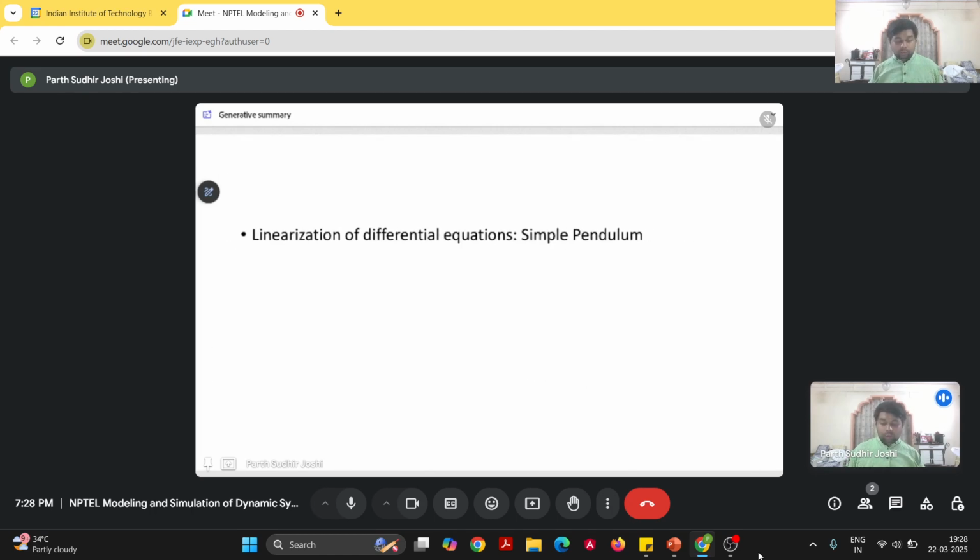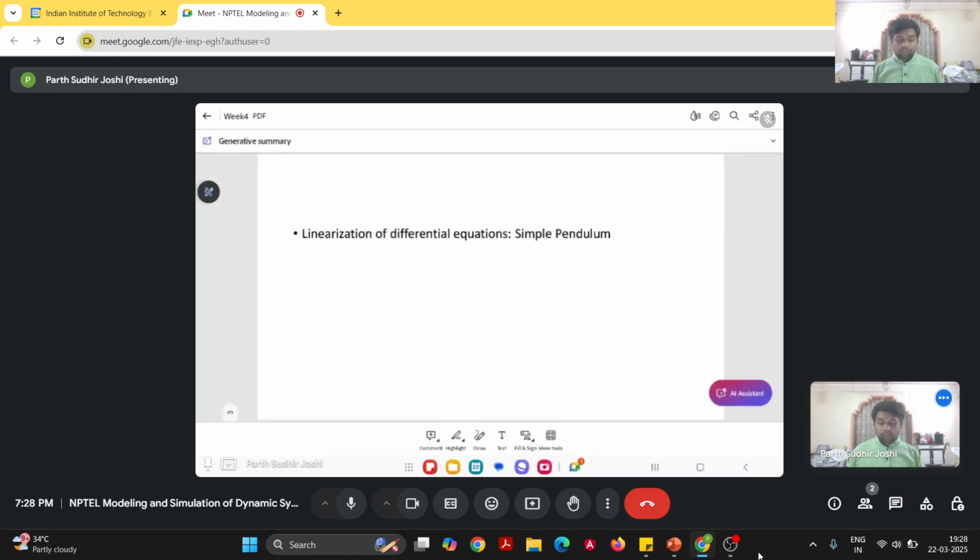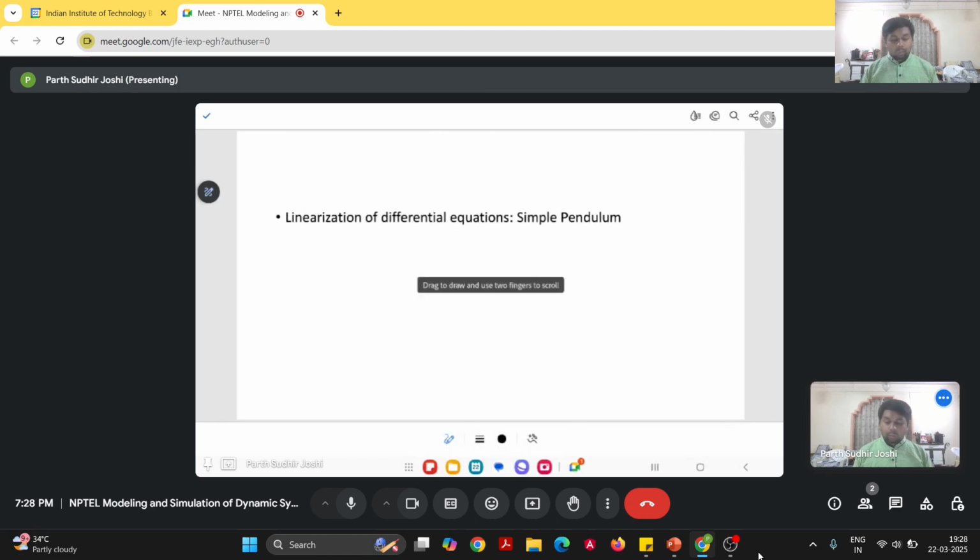So let us come to our first problem. The first section which we just talked about deals with the linearization of differential equations. Let us consider the problems. First, let us take the example of a simple pendulum. We will discuss how to linearize the differential equations and use this approach to solve the equation for a simple pendulum.